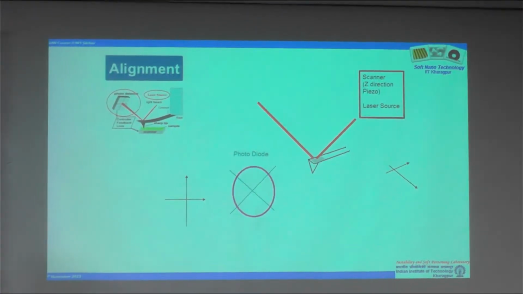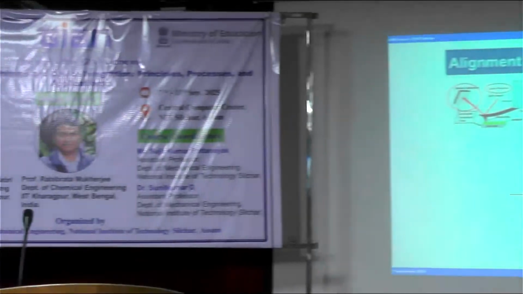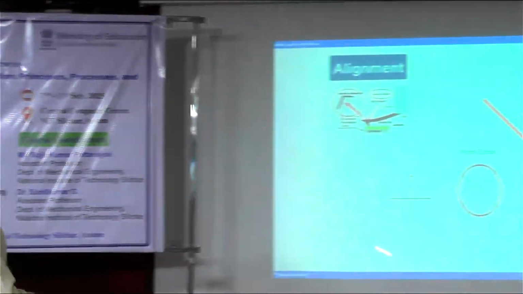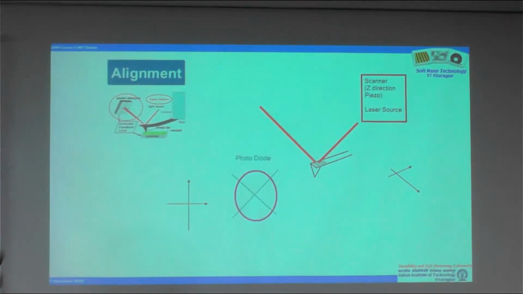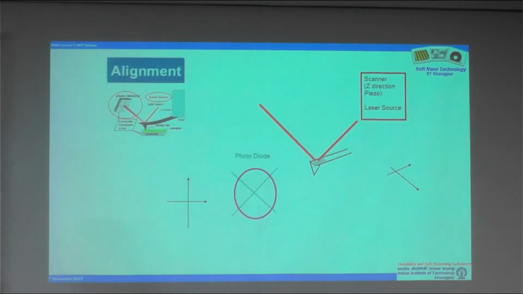And now what do you do? You now turn your attention to this photodiode. Again, two sets of screws. You rotate them left, right, forward, back, up, down, whatever you feel like. And you rotate them in such a way that you bring this photodiode, not only the photodiode, but the center of the photodiode, in the path of the reflected laser light.